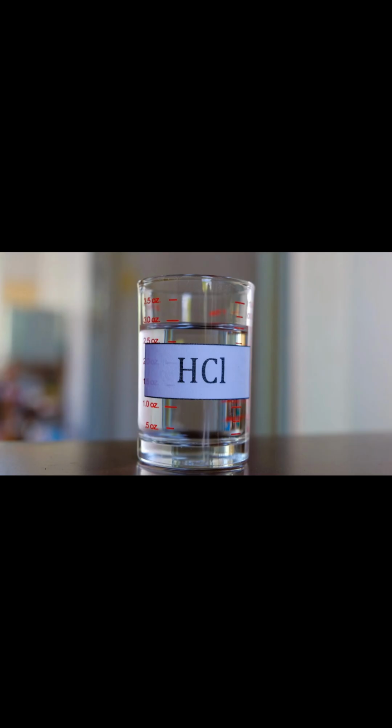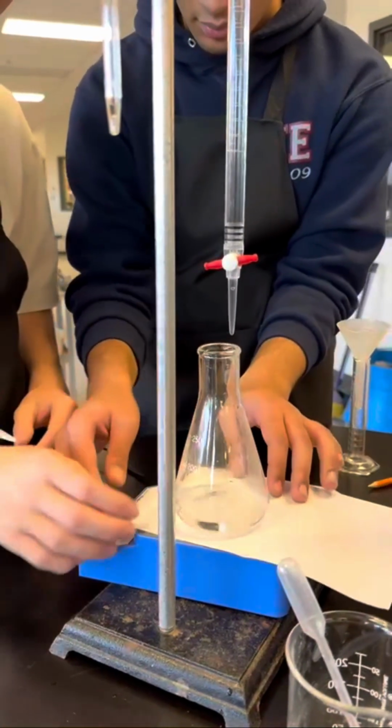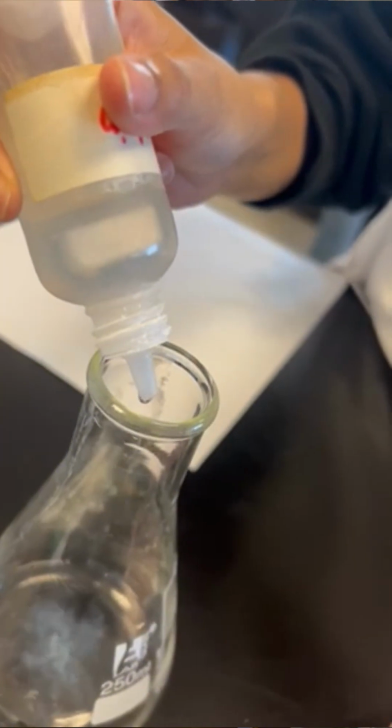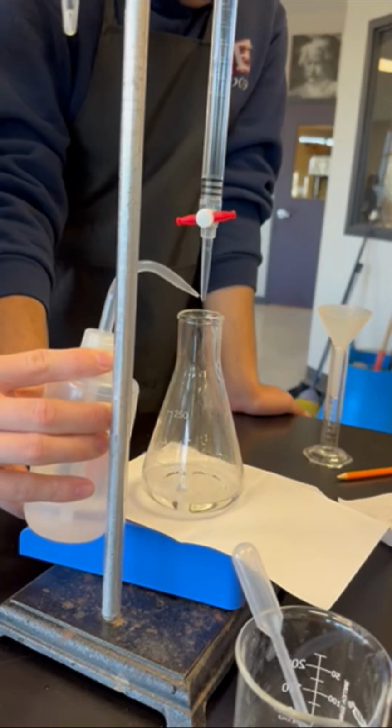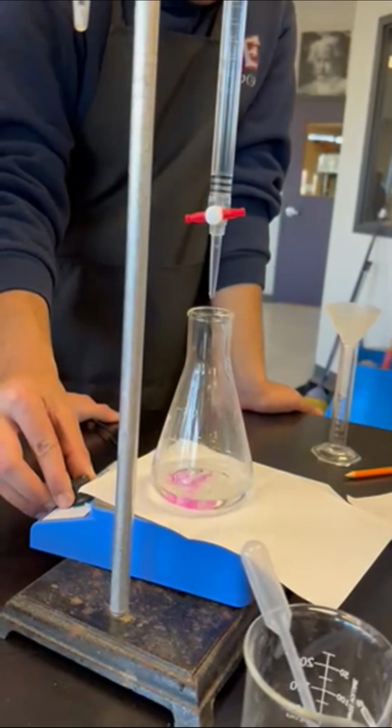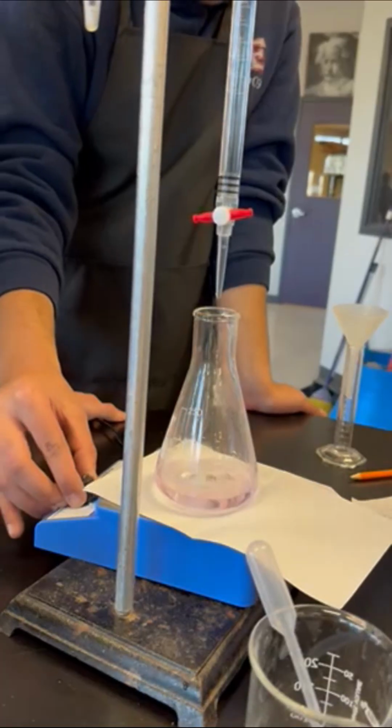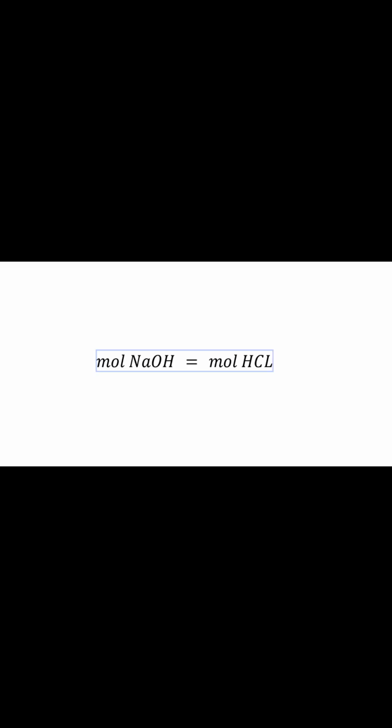To determine the unknown molarity HCl solution, we slowly dropped NaOH using a burette into 10 milliliters of HCl, using phenolphthalein as an indicator, until the solution achieved a consistent light pink color, signifying the titration's equivalence point. The moles of NaOH at the equivalence point are equal to the moles of HCl that were initially present, since HCl and NaOH react in a 1-to-1 mole ratio.